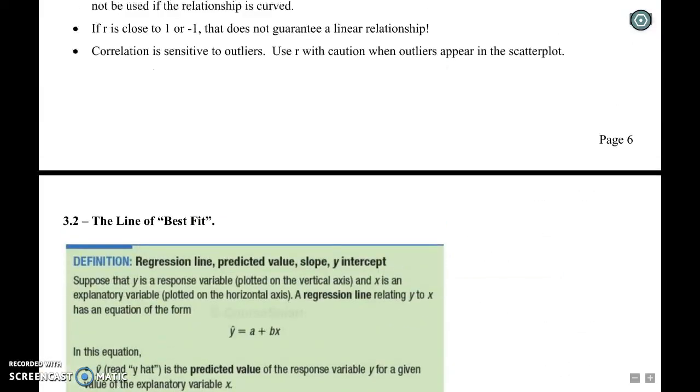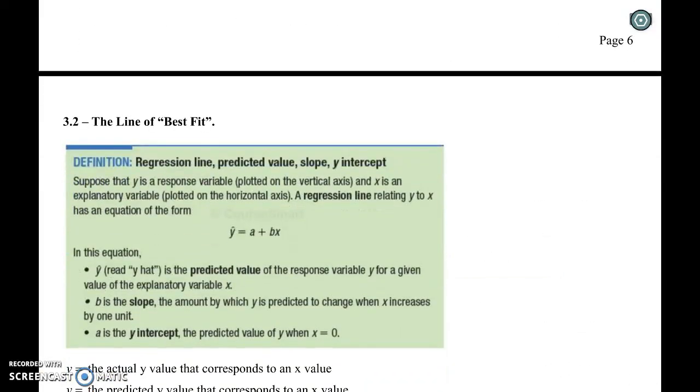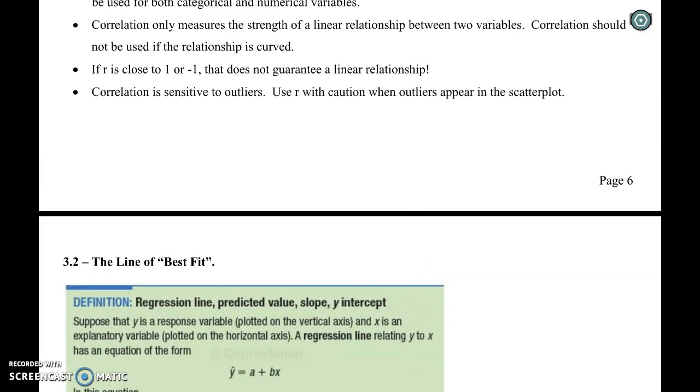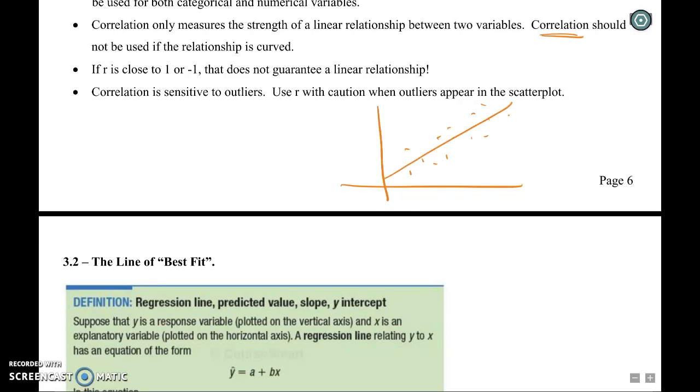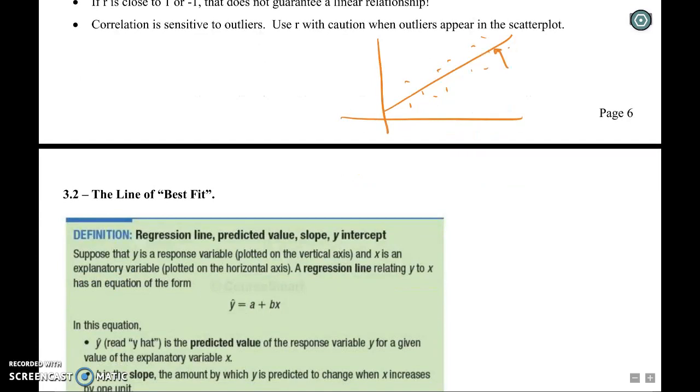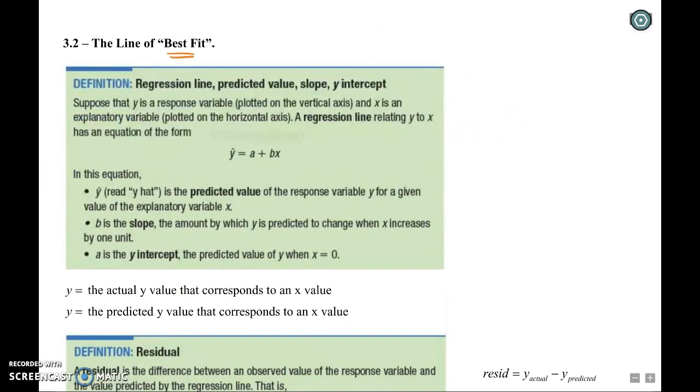All right, so in section 3.2, we're going to talk about the line of best fit. In the previous section, we talked about the correlation, we talked about describing relationships, and oftentimes we would actually either draw the line of best fit or at least think about it. So now we're going to talk about how to calculate that line of best fit and what is the best fitting line, I guess.